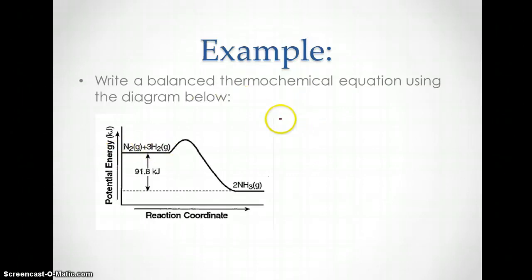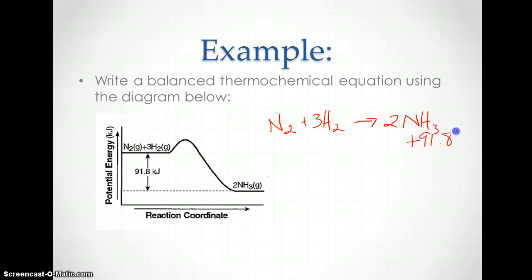Okay, so here are our reactants, N2 plus 3H2, and then our products, 2NH3. Now, where would the heat go? So the reactant started up here, the product ended up down here. Was this many kilojoules released or absorbed by the reaction? Well, if the reactants had higher heat than the products, that means that this amount of heat was released. So we would say plus 91.8 kilojoules on the product side. So it released heat, meaning it is exothermic.